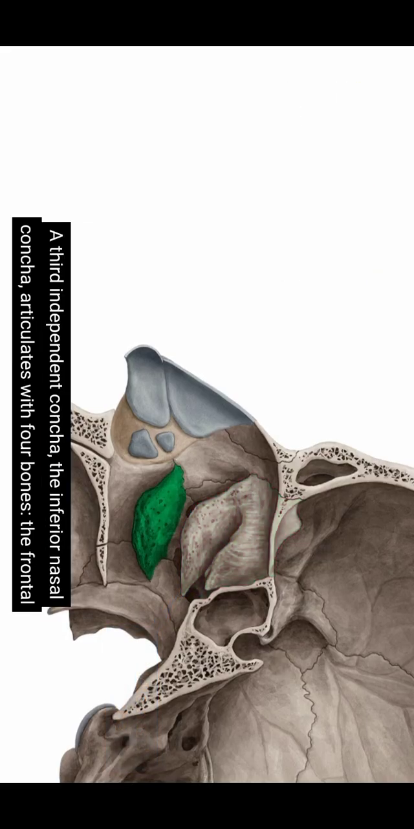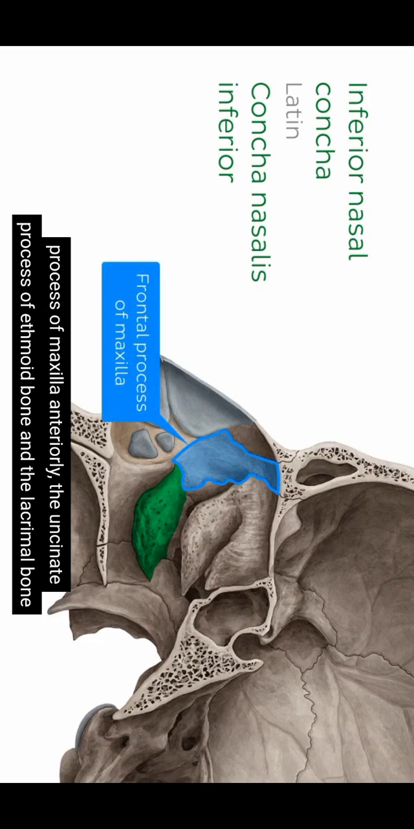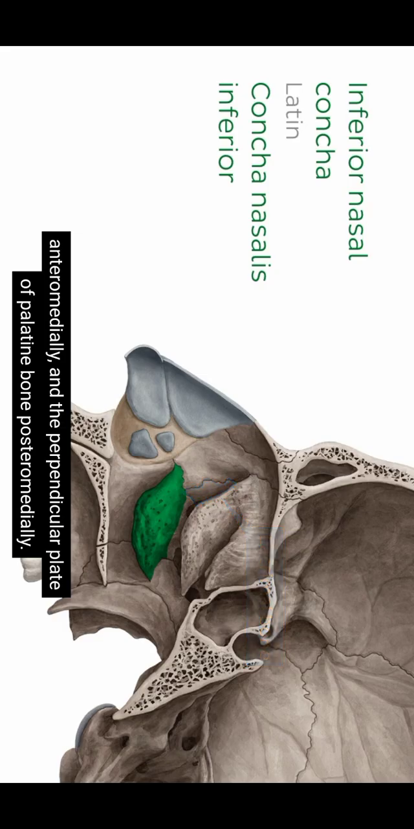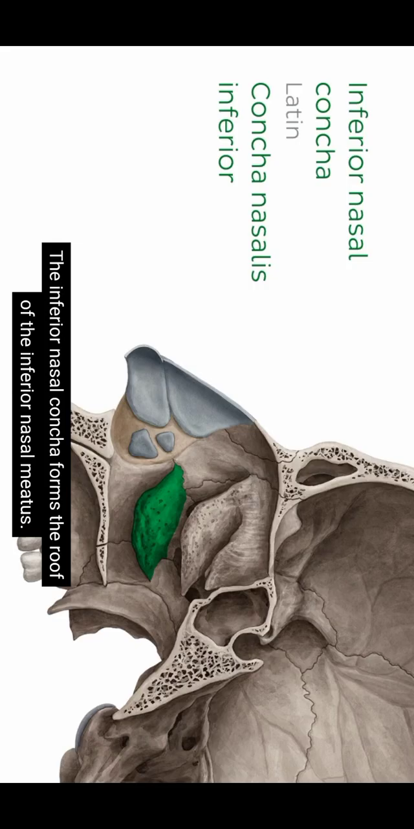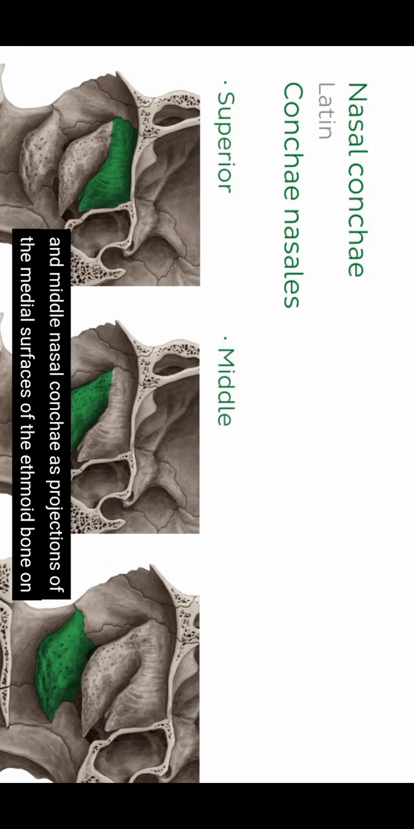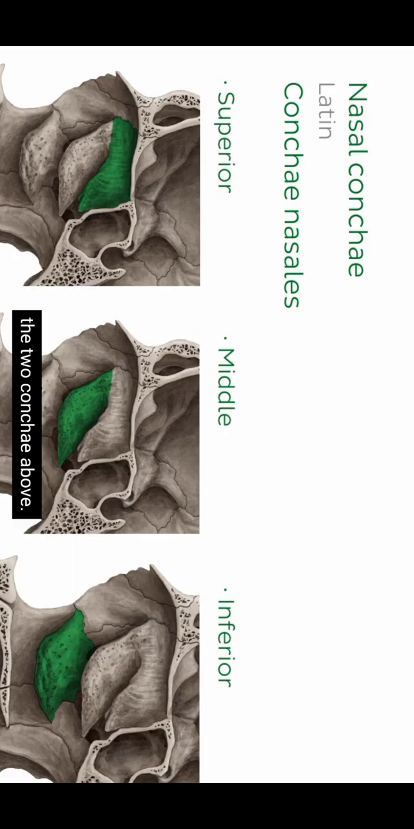The third independent concha, the inferior nasal concha, articulates with four bones: the frontal process of the maxilla anteriorly, the uncinate process of the ethmoid bone, and the lacrimal bone anteromedially, and the perpendicular plate of the palatine bone posteromedially. The inferior nasal concha forms the roof of the inferior nasal meatus. Now let's take a moment to see these three nasal conchae individually. The superior and middle nasal conchae as projections of the medial surfaces of the ethmoid bone on either side of the nasal cavity, and the inferior nasal concha as a separate bone inferior to the two conchae above.